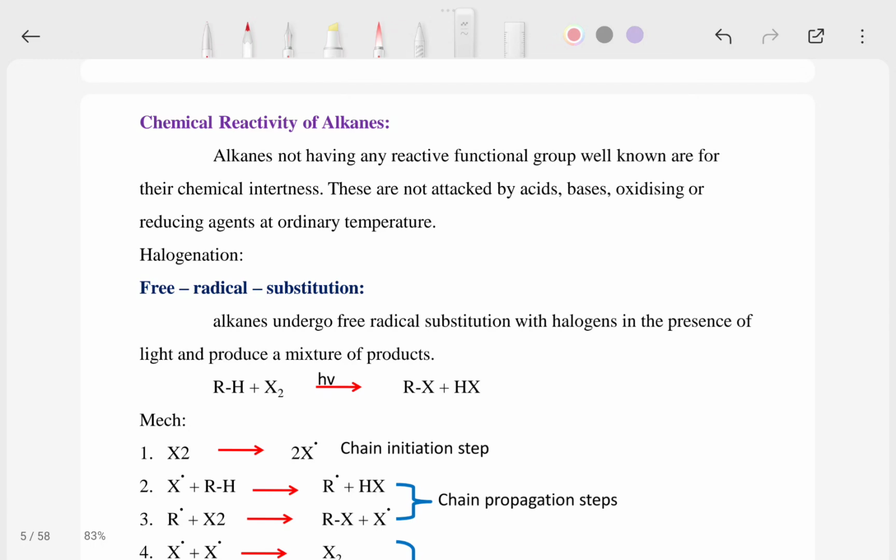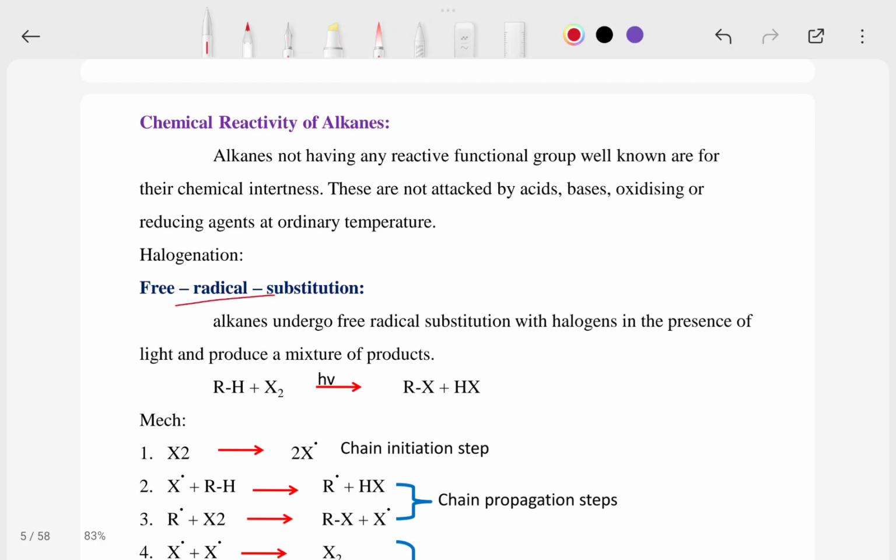Sorry, alkanes participate in substitution reactions with halogens in the presence of sunlight, that is called free radical substitution reactions. First, free radical substitution reaction of alkanes.